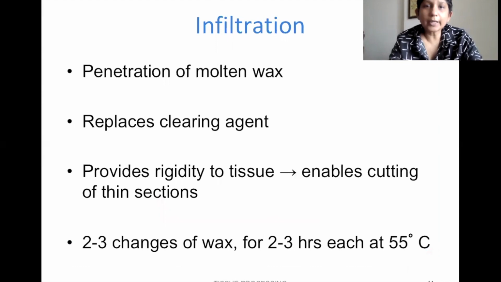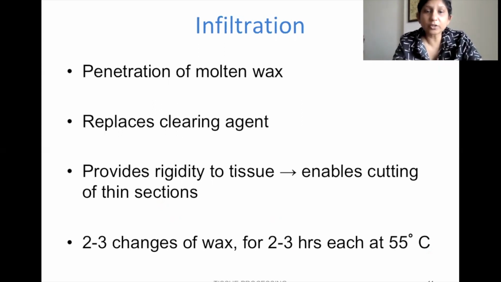Now, what it does in infiltration is it helps penetration of wax, paraffin wax, into the tissue spaces. So that means the xylene has to come out from these spaces and wax has to enter inside. So it replaces the xylene or whichever clearing agent is used. So this provides rigidity to the tissue. As I said, we have to ensure that you are able to cut the tissue easily on the microtome as thin sections, paper thin sections.